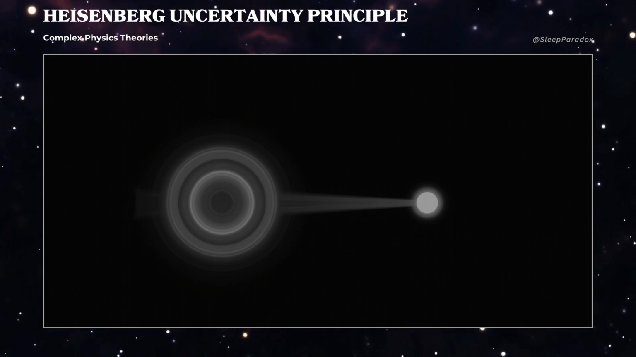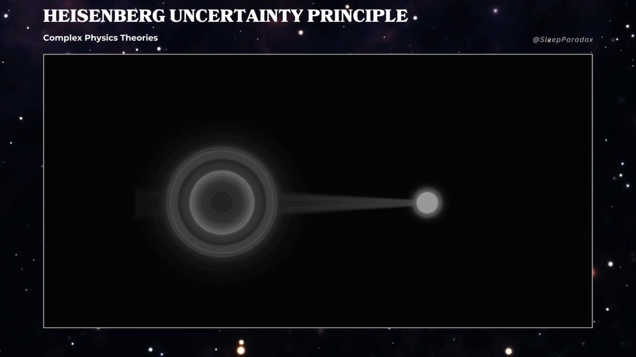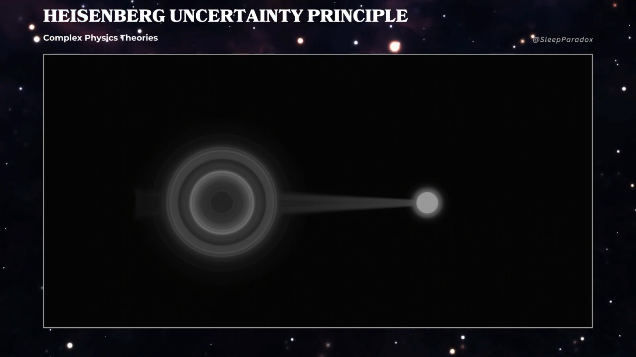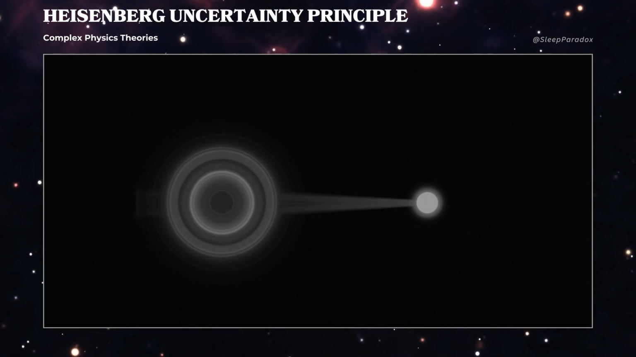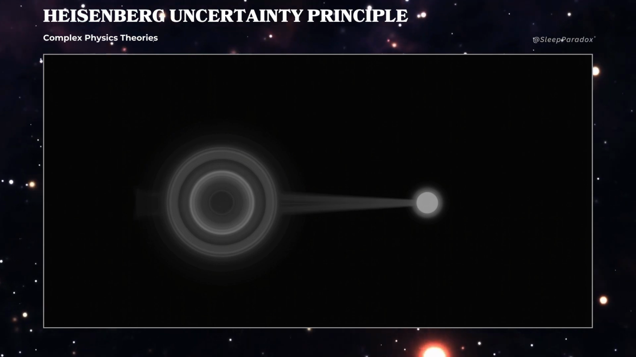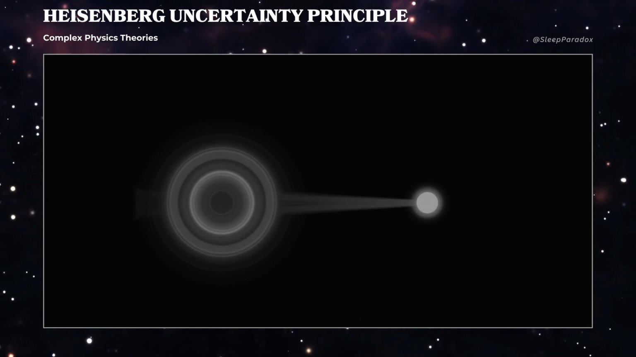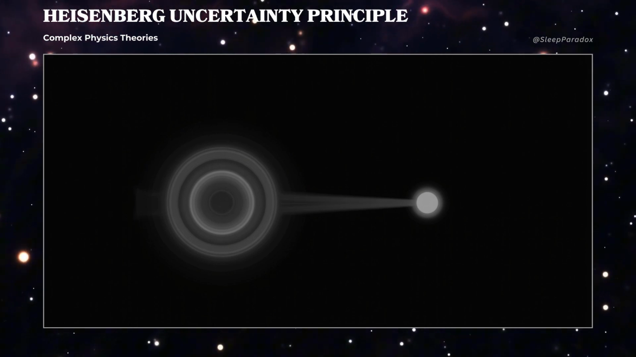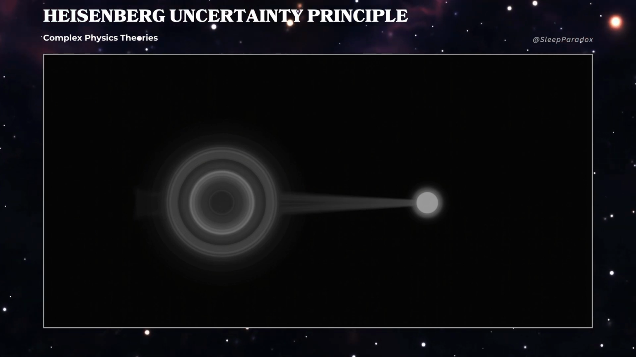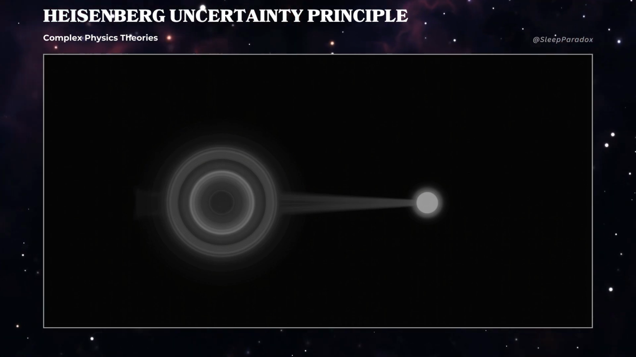It also explains why zero-point energy exists. Even at absolute zero, particles still have some motion. That's because if they were perfectly still, their momentum would be exactly zero, and their position would be perfectly known, something forbidden by the uncertainty principle.